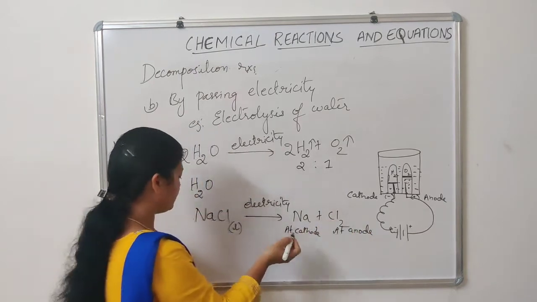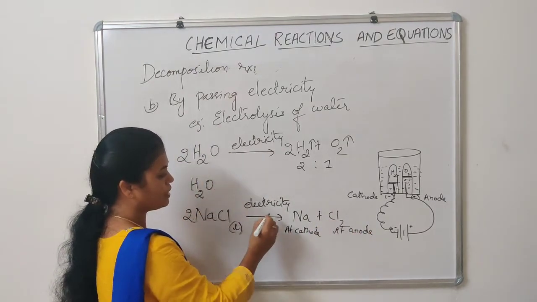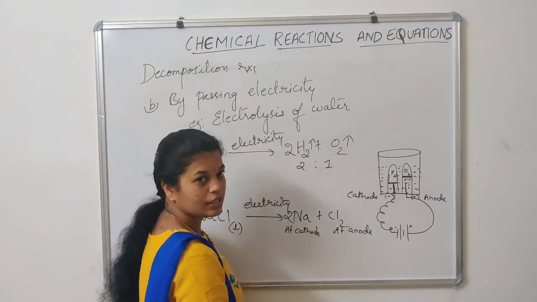So here also it splits up. When you balance it, 2NaCl becomes 2Na plus Cl2.